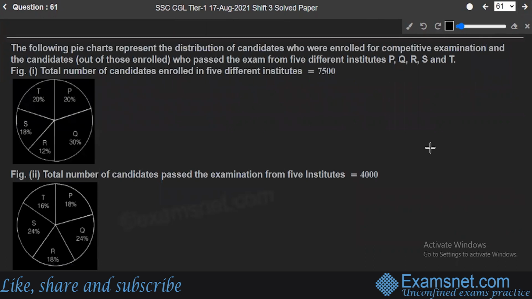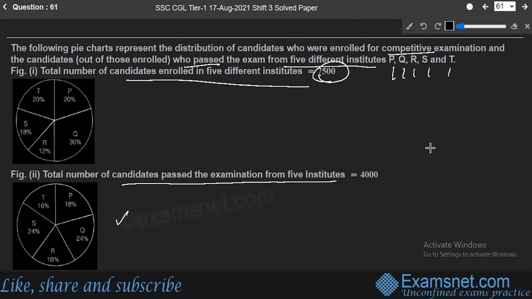So you are given a pie chart. The following pie chart represents a distribution of candidates who have enrolled for the competitive examination and the candidates who passed the examination from 5 different institutes, PQRST. Figure 1 shows the total number of candidates enrolled in 5 different institutes is 7,500. In figure 2, which shows the total number of candidates passed in the examination from 5 institutes, it is 4,000.